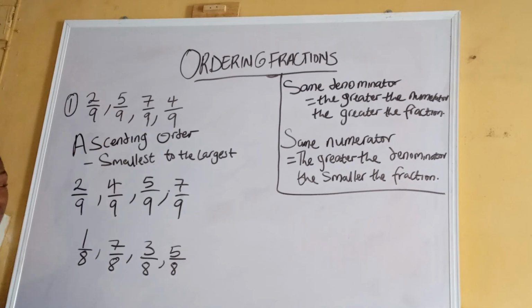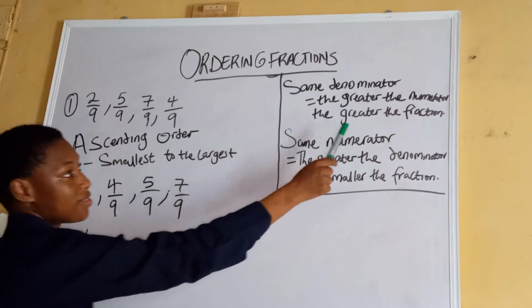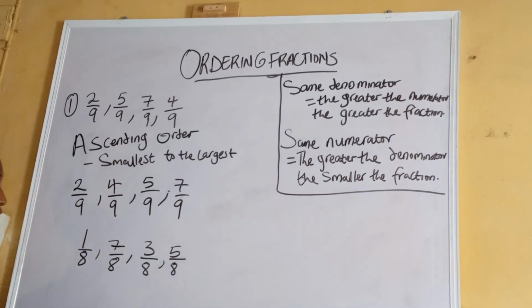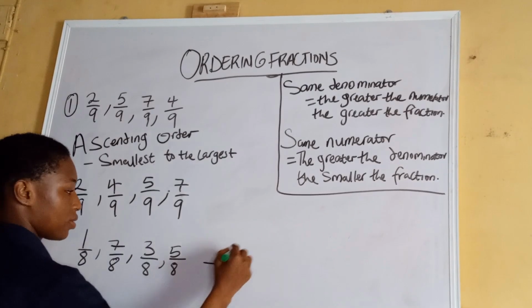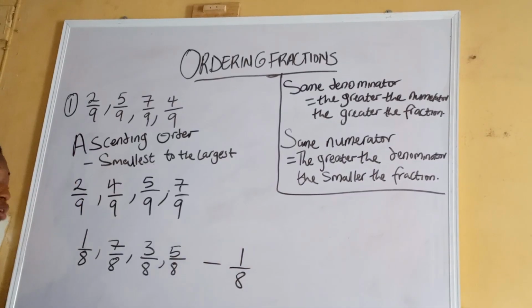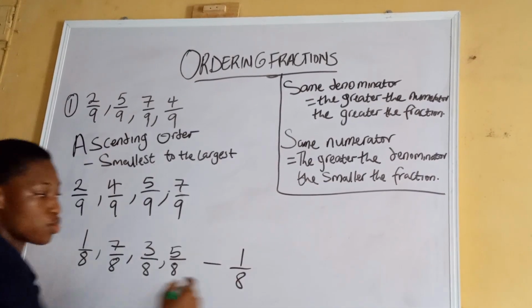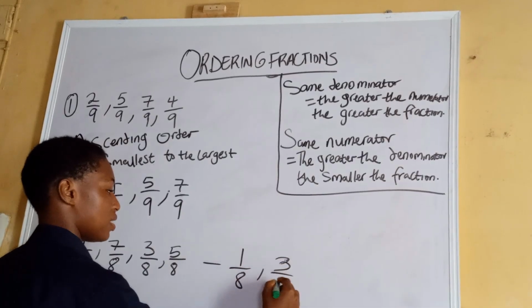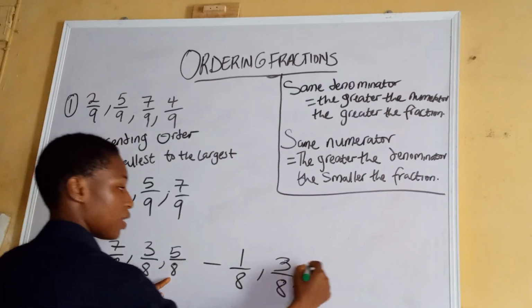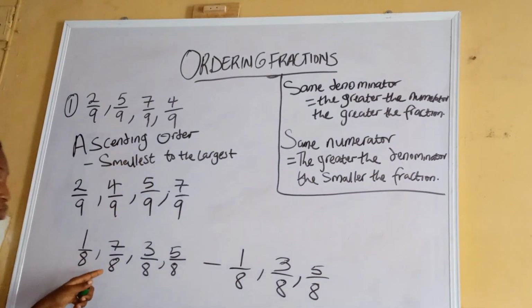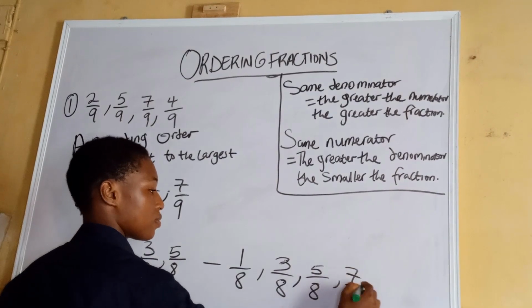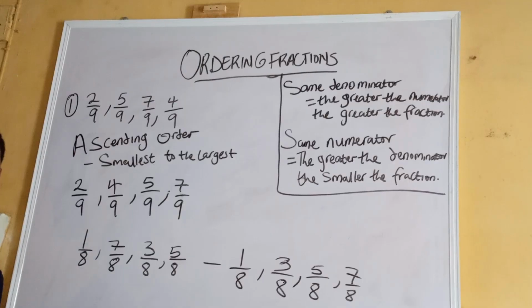Alright, so as we have already said before, when you have the same denominator, the greater the numerator, the greater the fraction. It's as easy as that. So what's the smallest number for the numerator here? That's 1. So you have 1 over 8. And remember, we are ordering in ascending order. If you're ordering in descending order, you are going to pick the highest to the lowest. But since it's ascending order, we are going from the lowest to the highest. So 1 over 8. The next will be what? 3 over 8. The next is 5 over 8. And the last will be 7 over 8. So if you got that, let me know in the comment section.